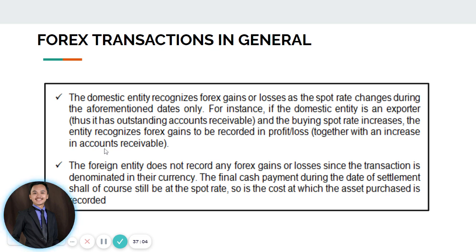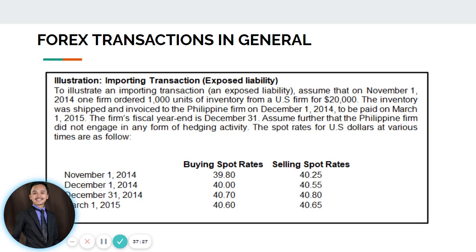Why did accounts receivable increase? Because of course, the spot rate has increased. It's the opposite, of course, guys, when the spot rate decreases. If you are the exporter and the buying rate decreases, then you would also be recognizing a forex loss and a decrease in your AR.